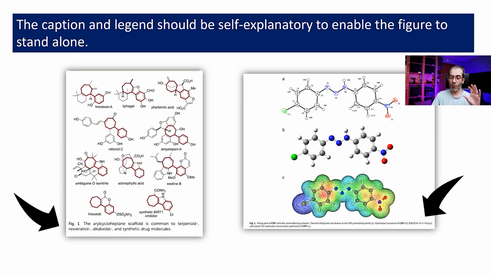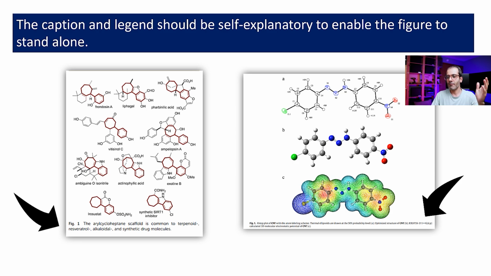Another tip is when you make your figures, tables, and all the visuals you have, make the captions and legends self-explanatory. Why? Because that way, when readers read your paper, they can understand it just by looking at the caption. They don't have to go to the context of your paper and read it and find what you explained there.